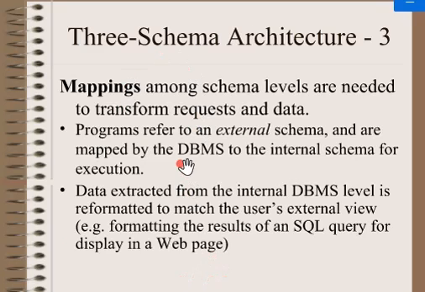This we discussed. Mapping among schema levels is needed to transfer requests and data. Programs refer to an external schema and are mapped by the DBMS to the internal schema for execution. Data extracted from the internal DBMS level is reformatted to match the user's external view, in the format that the user can understand. That is the reformatting.